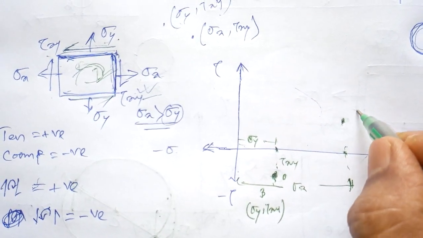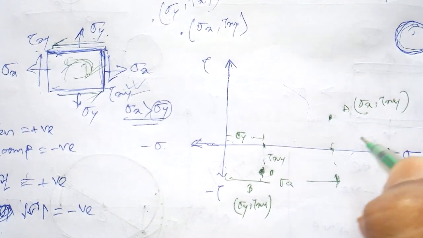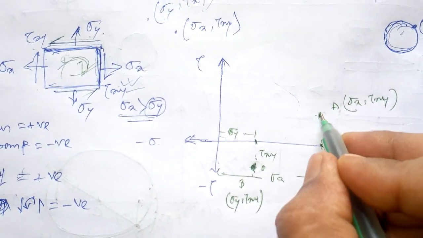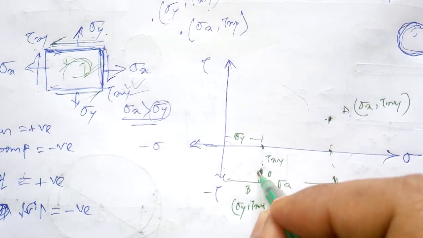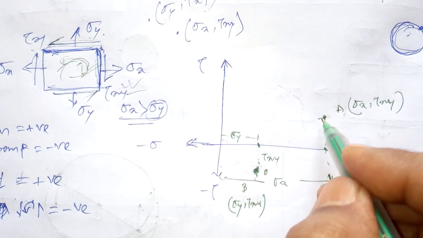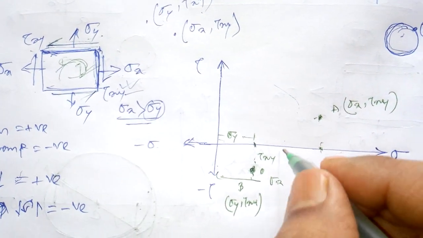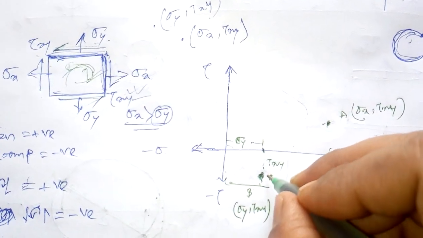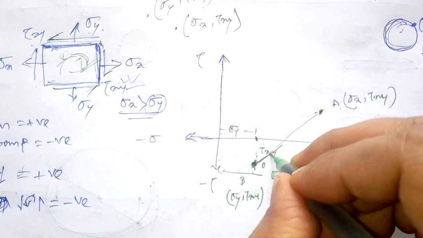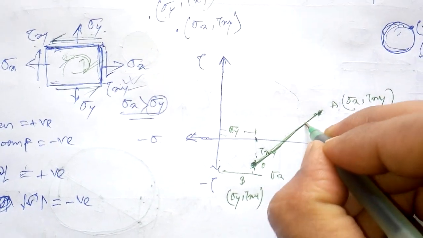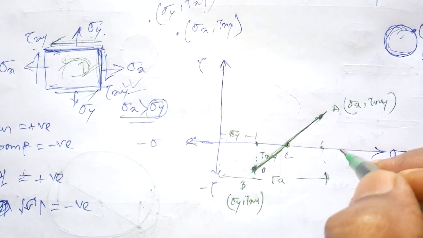So at this point, suppose this point is A, having sigma x and tau xy coordinates. So basically this is the point which is indicating the stress condition for this vertical plane. Obviously this point and this point will be on the perimeter of whichever circle we are finding out, right? So how to draw the circle? If we join these two points, obviously we can say that this will meet at a point which is basically nothing but the center.